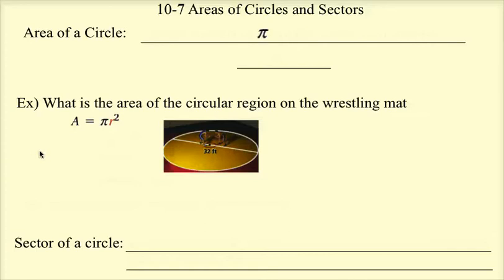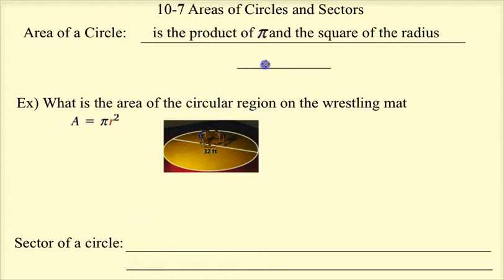This is lesson 10-7, areas of circles and sectors. So we're first going to start off with the formula for area of a circle. Area of the circle is the product of pi and the square of the radius. You guys know this better as area equals pi r squared. So I take the radius and I square it and I multiply it by pi.